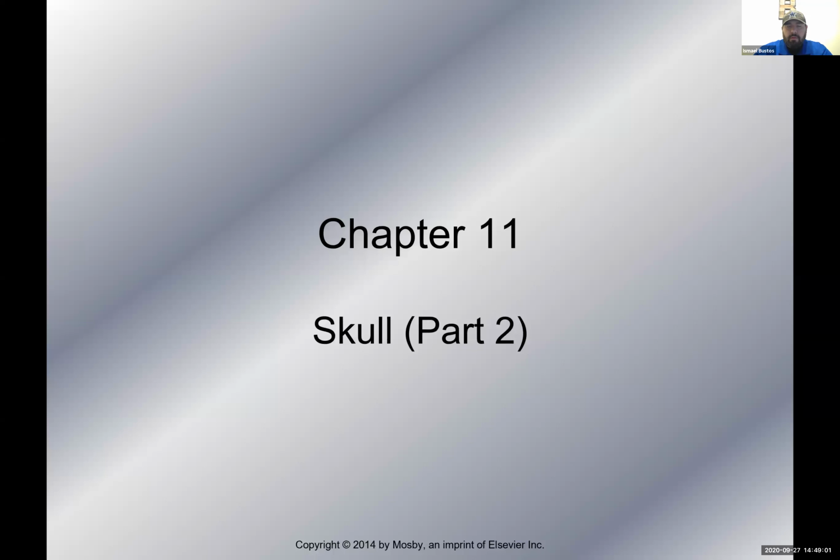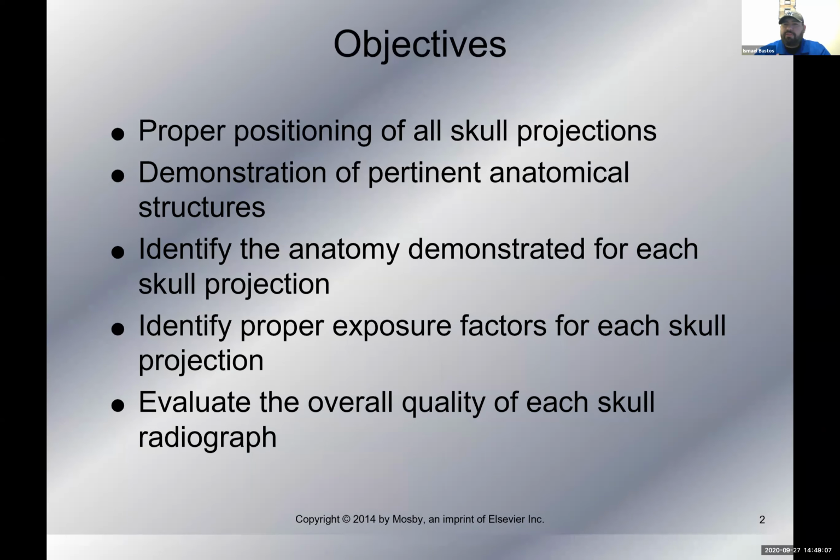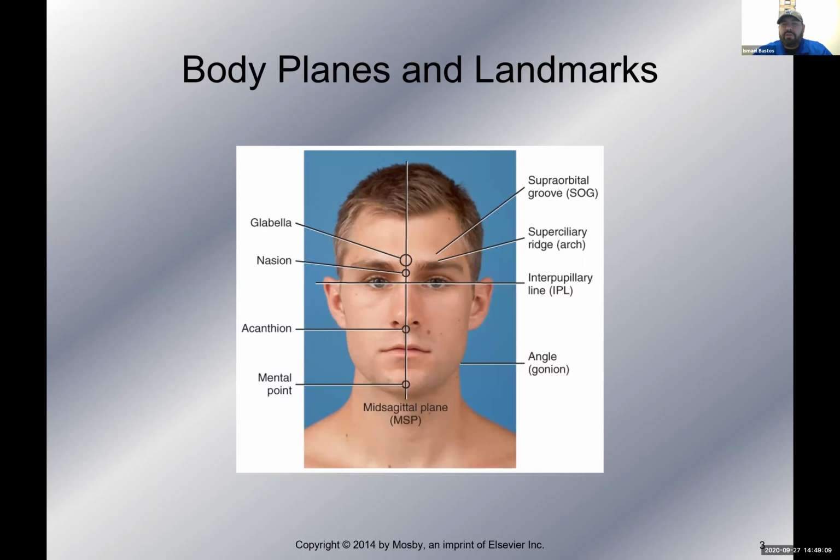So let me bring up the PowerPoint here. All right, here we go. So again, there are objectives, right? Just kind of a review over the landmarks that you should make sure that you know where they're at and how to find them on the patient because they are going to be important for when we're positioning. We talked about the interpupillary line, the supraorbital groove, superciliary ridge, the angles of the mandible, the acanthion, the nasion, and the glabella. So those are, again, important landmarks that you need to know for positioning.